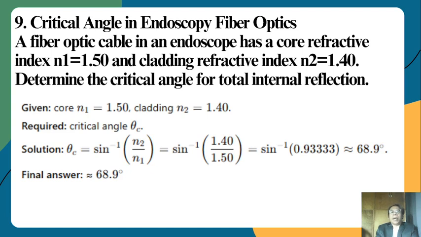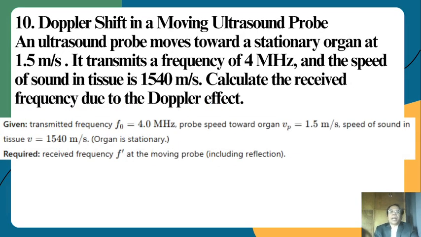So, given the core n1 is equal to 1.50, cladding n2 is equal to 1.40. Required: the critical angle theta c. So, solution: theta c is equal to arcsine of n2 over n1. And substituting the given data, the final answer is 68.9 degrees. Number 10.